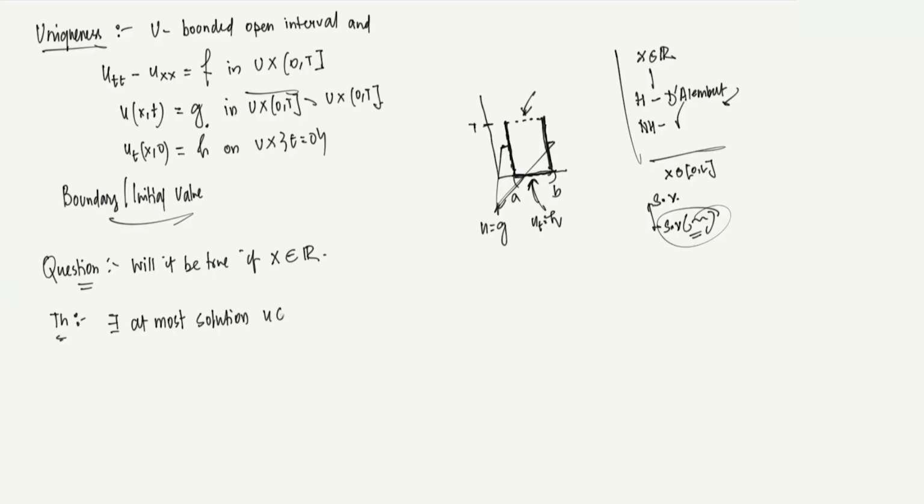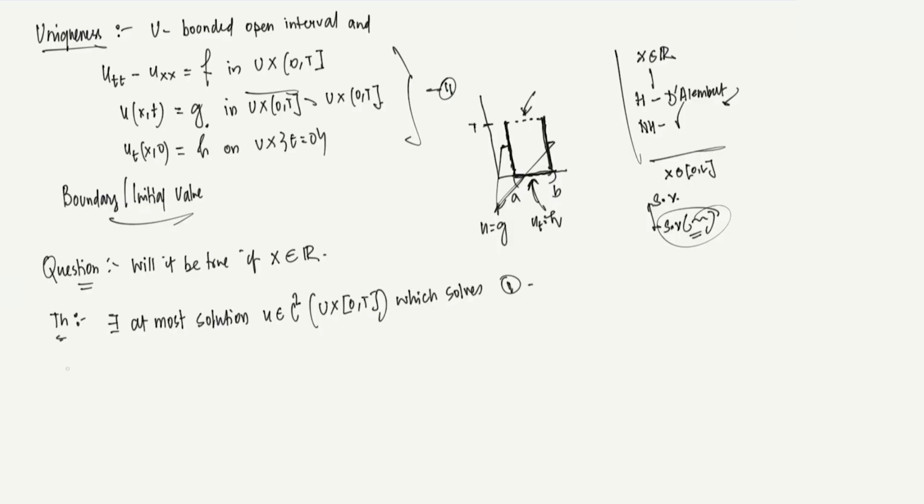And what is the solution? Of course, it is in C2, C2 of U cross closed 0 T, which solves 1. Let's just call it 1. Clear? So we solve this problem.